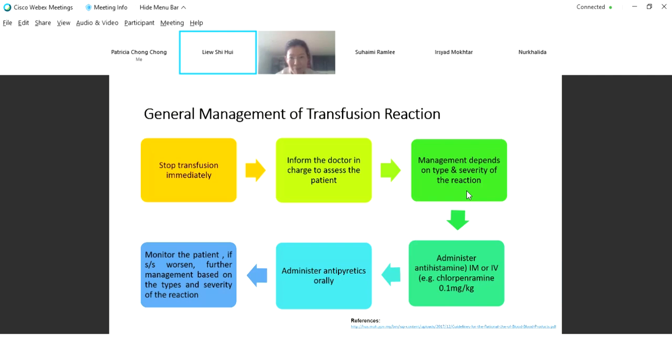And then depending on the type of reaction and also the severity of the reaction, I will start my management. I will first administer the antihistamine, for example, chlorpheniramine, 0.1 milligram per kg. So in the flow chart here, you put administer antihistamine. Then the next one is administer antipyretic. That one you better don't put down, or you put it as a footnote or sub-point, because this can only be given according to your assessment.